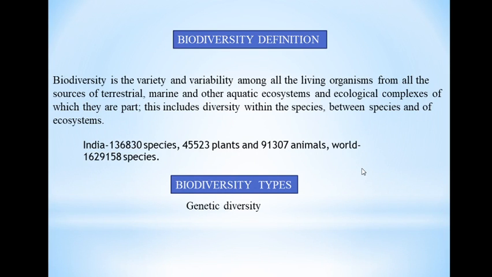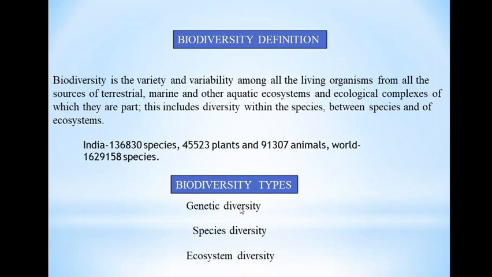What are the types of biodiversity? There are basically three types of biodiversity. One is genetic diversity, another is species diversity, and the third one is ecosystem diversity. What is genetic diversity? Genetic diversity is the variety and variability, or the diversity within a single species.